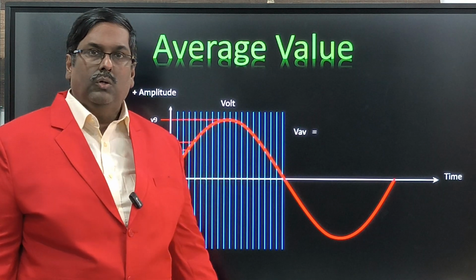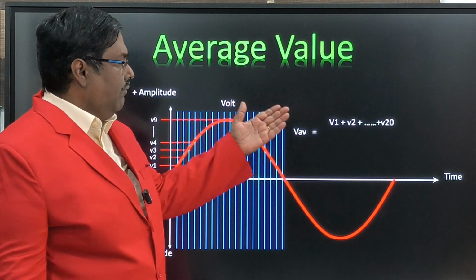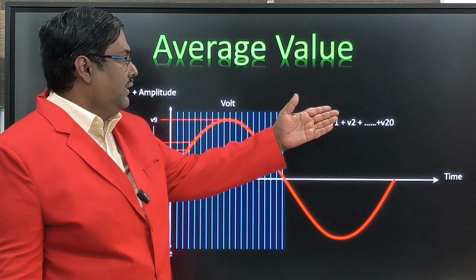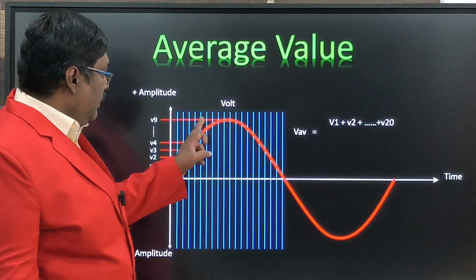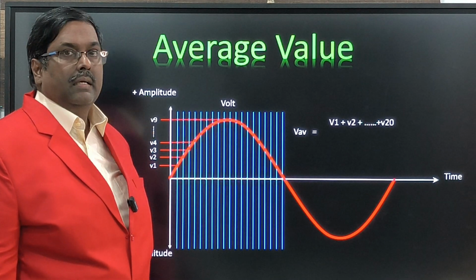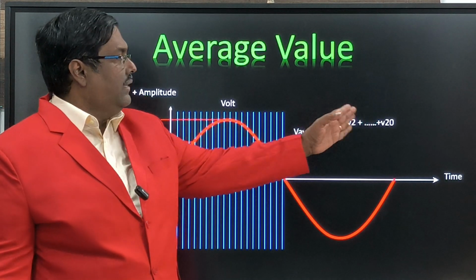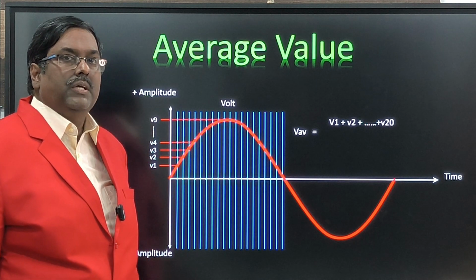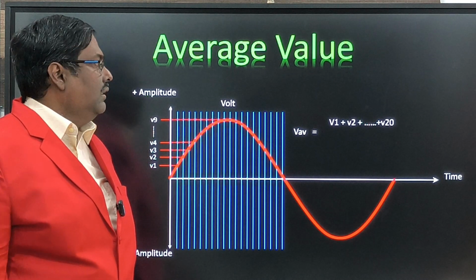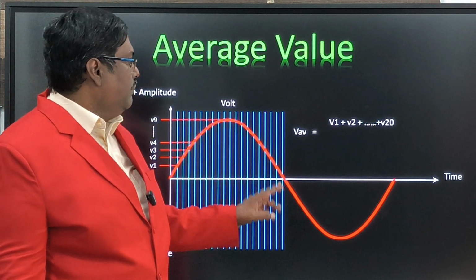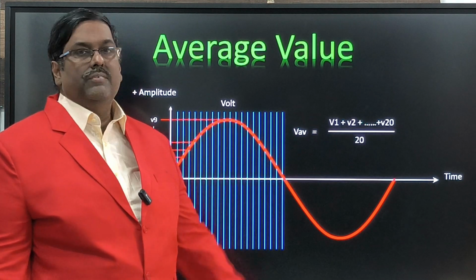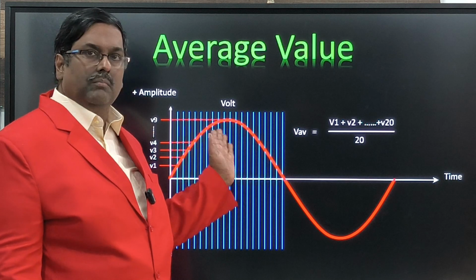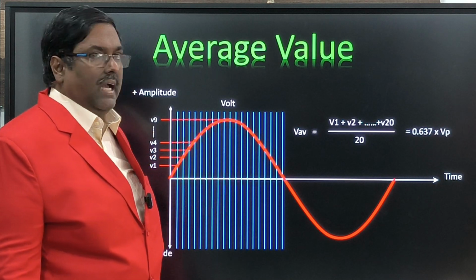So V average equals V1 plus V2 plus V3 up to V20. I have shown V9 only, but there are some more points here that I didn't show, and all the values you have to add. However many divisions you made, you add all the values and divide by the number of divisions. The number of divisions is 20, so you will get some voltage that is called V average.